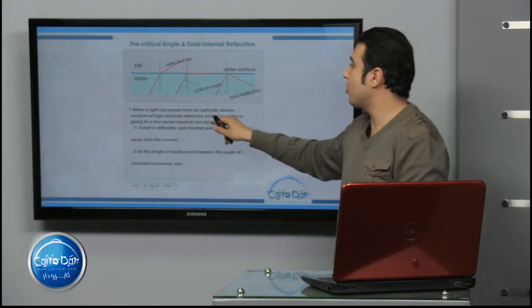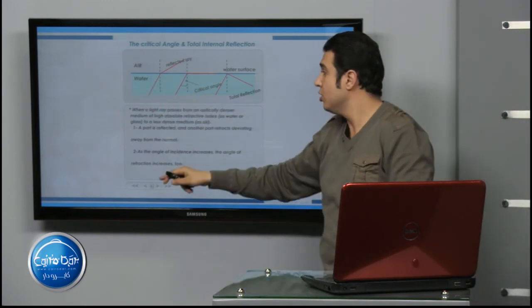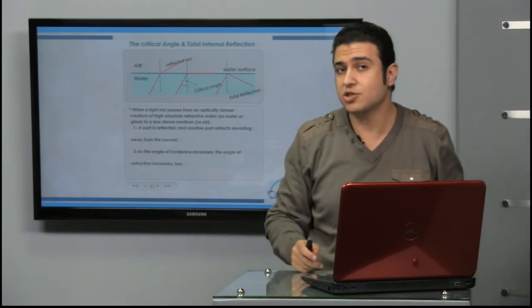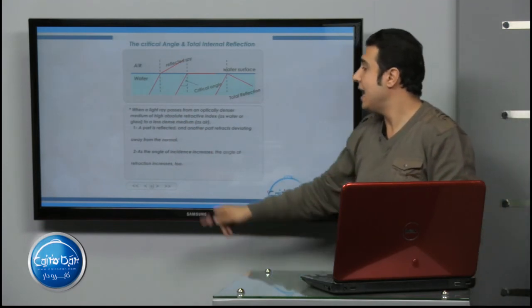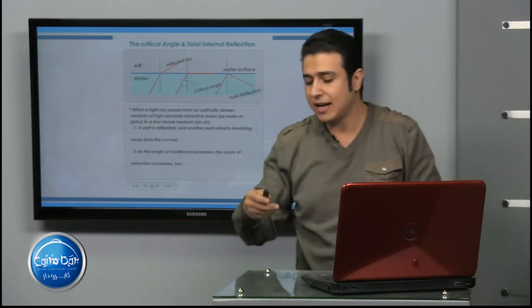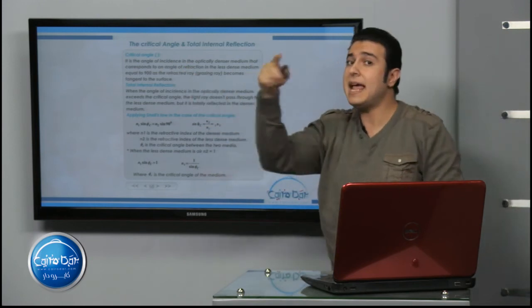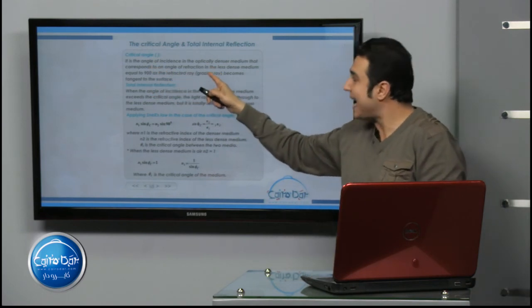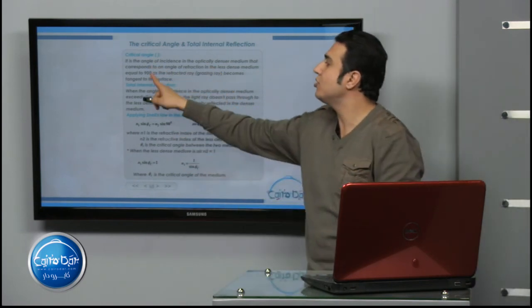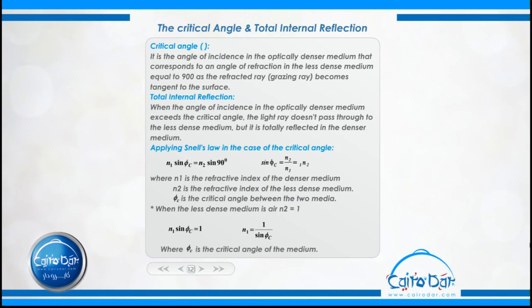So when a light ray passes from an optically denser medium of high absolute refractive index, such as water or glass, to a less dense medium such as air, a part is reflected and another part refracts, deviating away. As the angle of incidence increases, the angle of refraction increases. So, what is meant by critical angle? It is the angle of incidence in the optically denser medium that corresponds to an angle of refraction in the less dense medium equal to 90 degrees, as the refracted ray is a grazing ray, tangent to the separating surface.